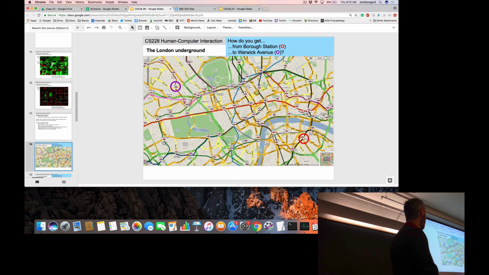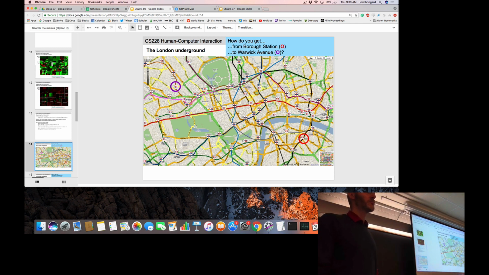But I want you to try and find the best route between Borough Station, that's circled in red, and Warwick Avenue, which is circled in purple. And by best, I mean the route in which you have to switch trains as few times as possible. Go ahead.